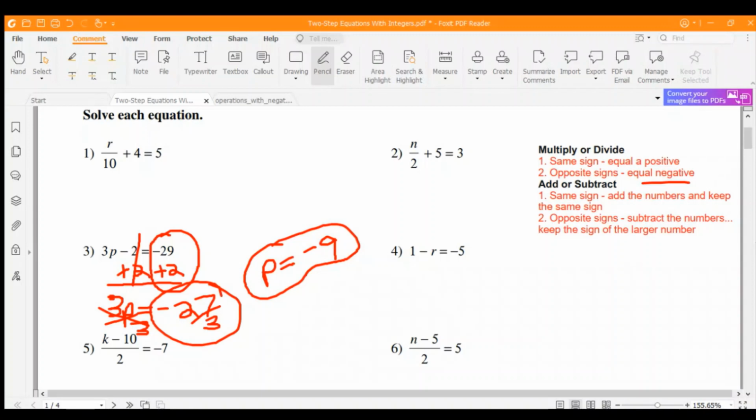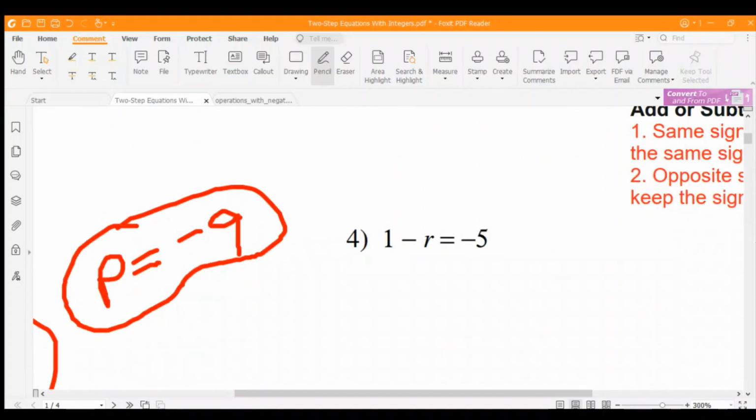Number 4 is almost deceptive in some ways because the way it's laid out, it can be confusing for folks. But take a look at number 4 for a minute. You got positive 1 minus r equals a negative 5. Well, you have to do the inverse, but you want to start with the part that's not next to the variable. In this case, it's a positive 1. Well, the inverse of positive is to subtract, and this is how I'd start this if I'm doing an inverse operation. Now, negative r, I'm going to bring down, and watch it now.